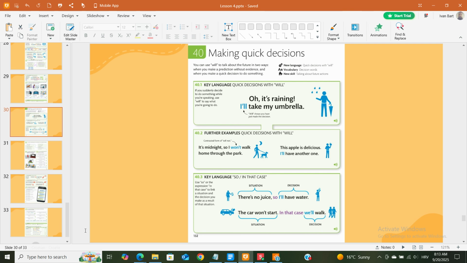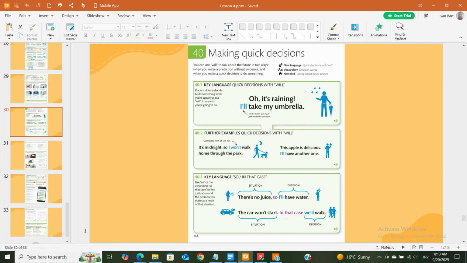40.3 Key language: so, in that case. Use so or the expression in that case to link a situation and the decision you make as a result of that situation. Situation. Decision. There's no juice, so I'll have water. The car won't start. In that case, we'll walk.